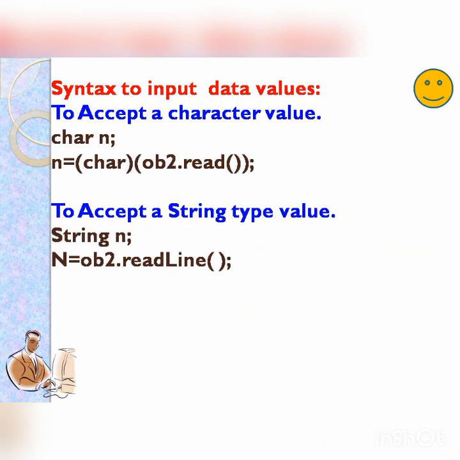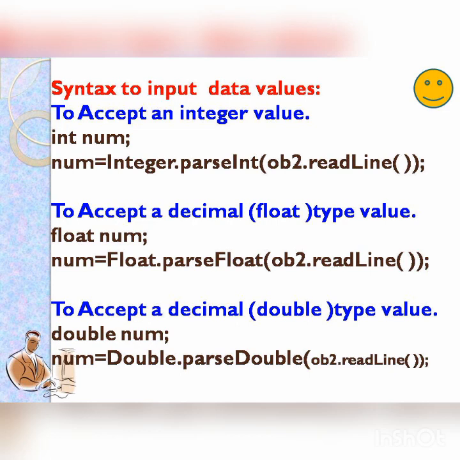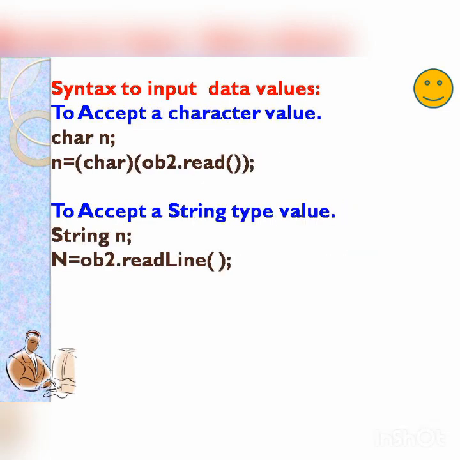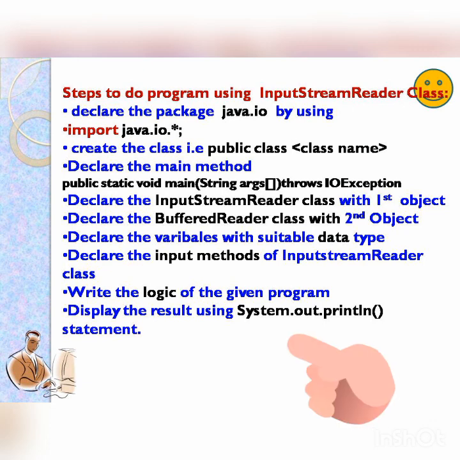Next we'll discuss how to input a character type value. So char n = (char) object.read(). Similarly, to accept a string, String n = object2.readLine(); semicolon. These are the BufferedReader functions, or you can say InputStreamReader class functions. So we discussed how to input integer, float, double, character and string type values.